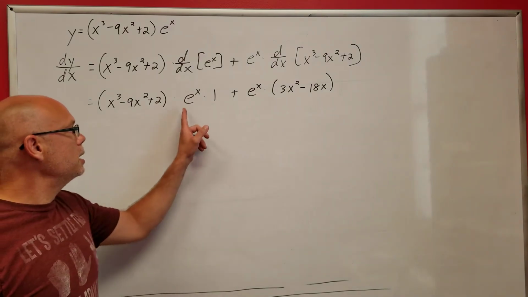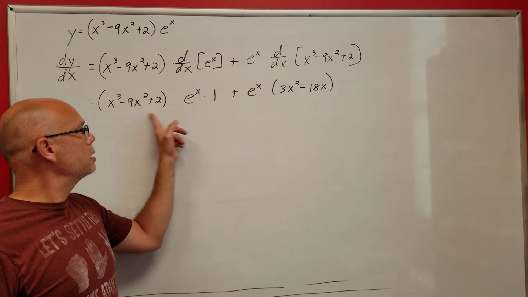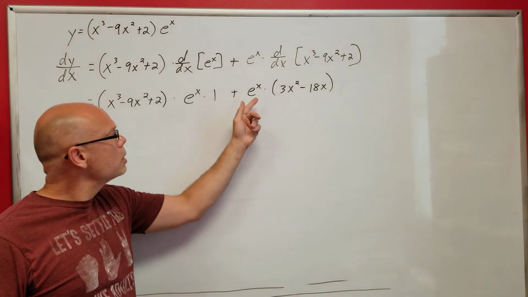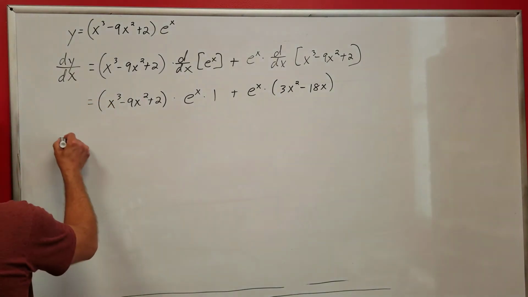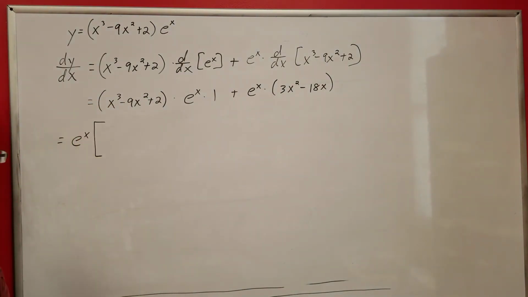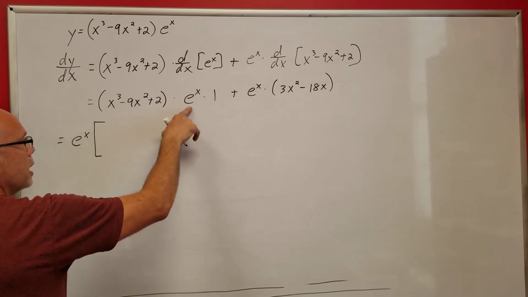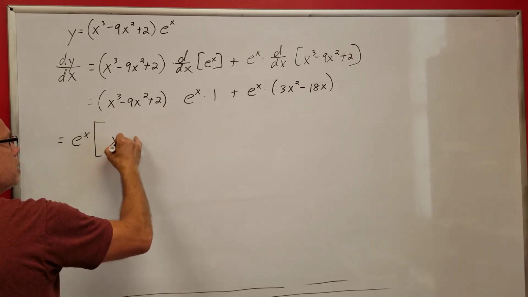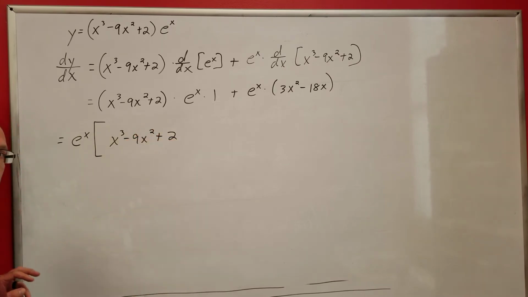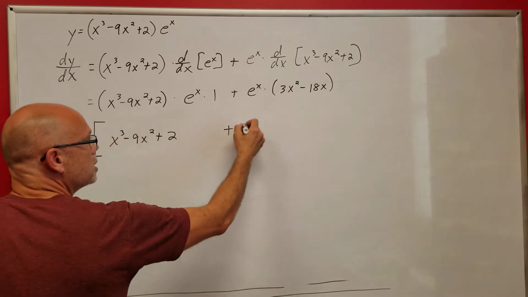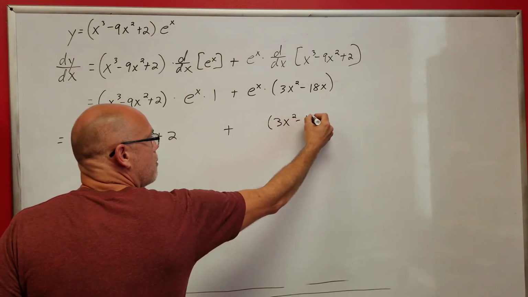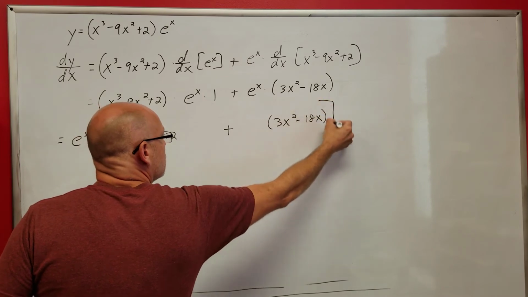All right, now I see an e to the x in this part and an e to the x in that part separated by a plus sign. So I'm going to factor the e to the x out. E to the x. So if I factor e to the x out here, I'm left with this stuff: x cubed minus 9x squared plus 2. Plus, if I factored it out here, what am I left with? 3x squared minus 18x.